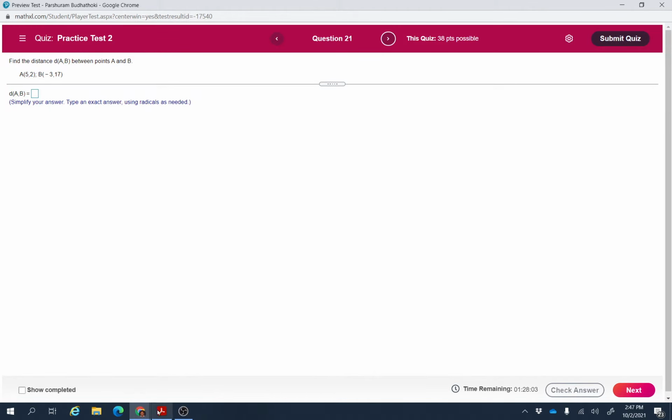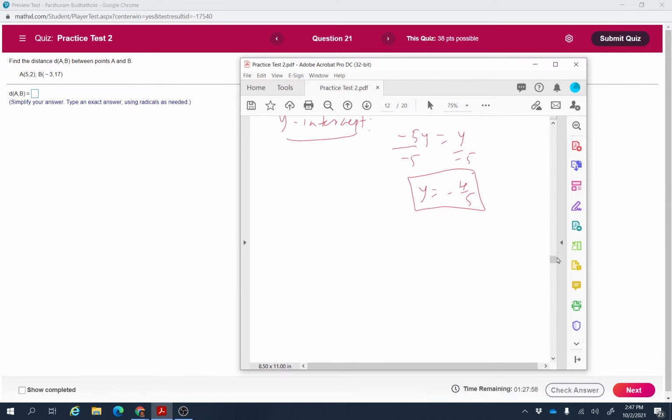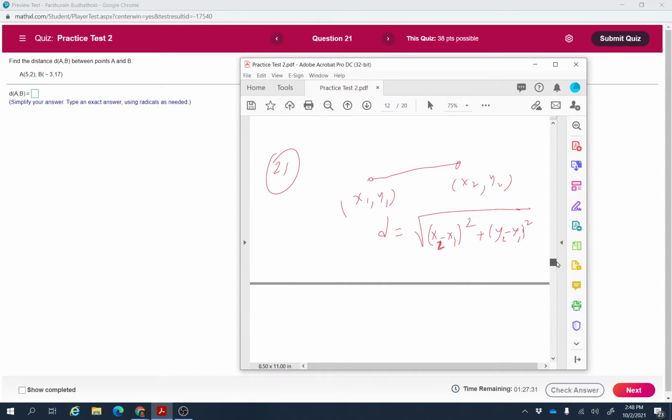Find the distance. There is a distance formula. You should know the distance formula. If you have 2 points, let's say x1 y1 and x2 y2, and you want to find out the distance between them, the formula is the square root of the square of the difference between the x coordinates plus the square of the difference between the y coordinates. You can write down x2 minus x1 or x1 minus x2. That's the same thing, because you are taking the square, so it doesn't matter which one you subtract from. So this is the formula you should know.